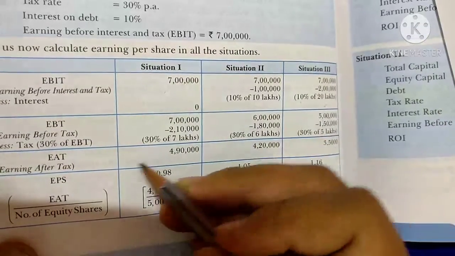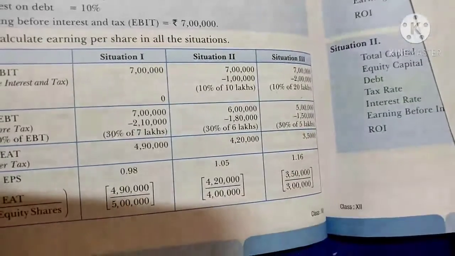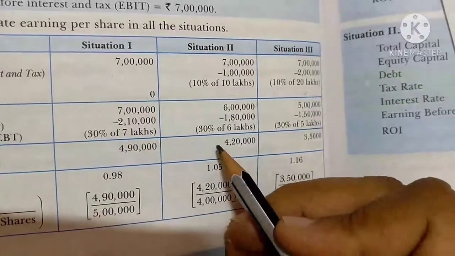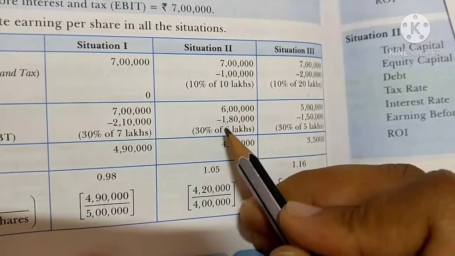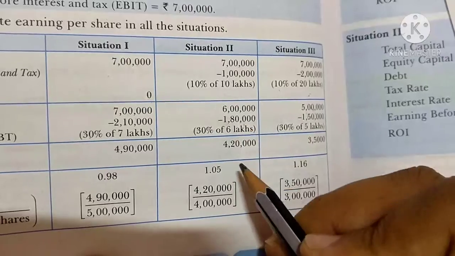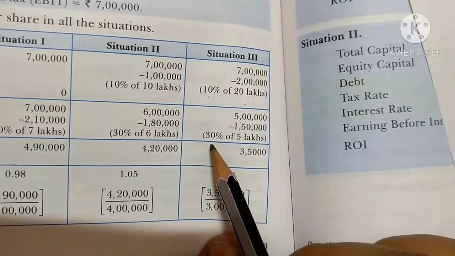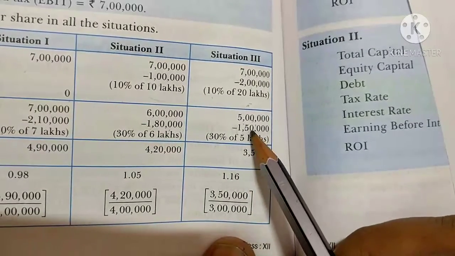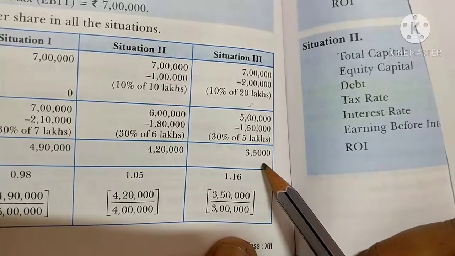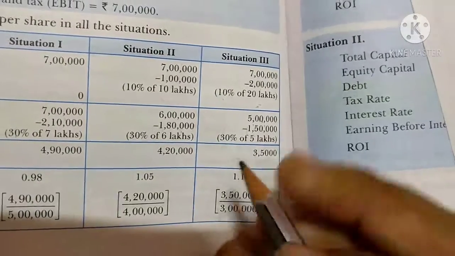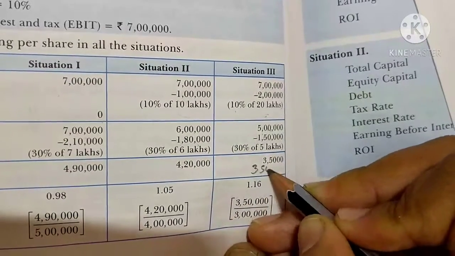When we subtract this amount, we will get earning after tax 4 lakh 90,000 in first situation. If we talk about second situation, now same tax rate is there, 30% of 6 lakh, which will come 1 lakh 80,000. After subtracting 1 lakh 80,000 from 6 lakh, it left 4 lakh 20,000. In situation third, after subtracting 30% of 5 lakh, how much left? 1 lakh 50,000. So 5 lakh minus 1 lakh 50,000, it left 3 lakh 50,000. By mistake they have written 35,000, but it should be 3 lakh 50,000.